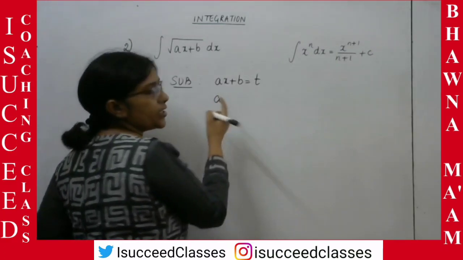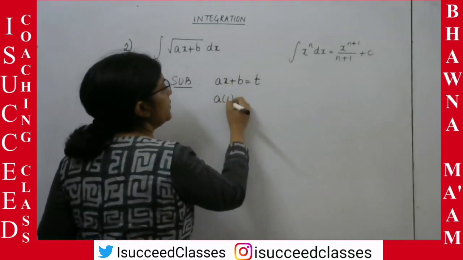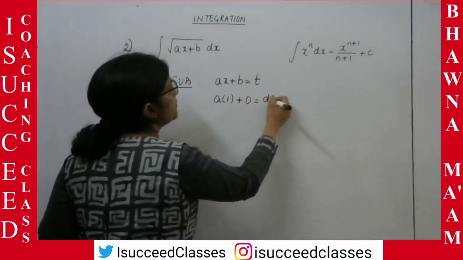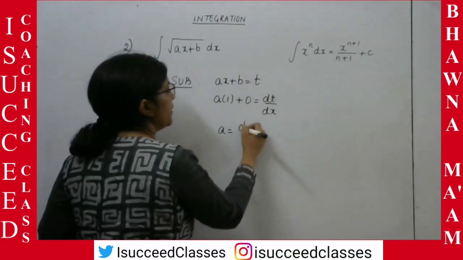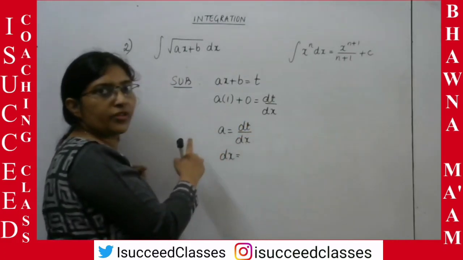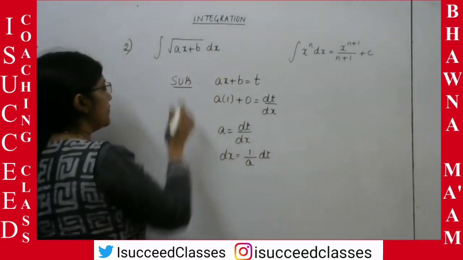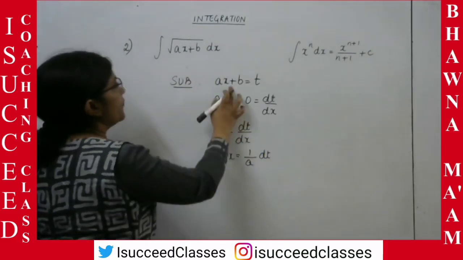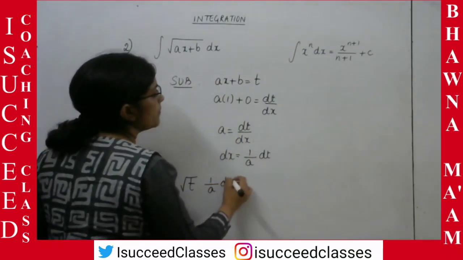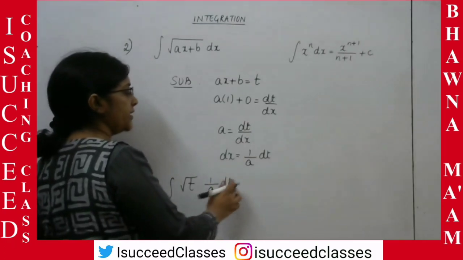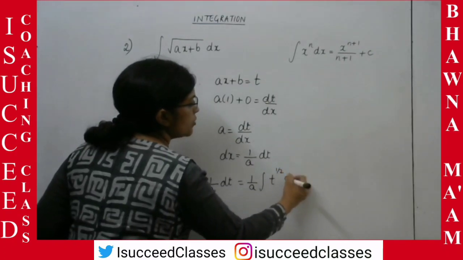Now differentiate it with respect to x. Derivative of x is 1, b is 0 and t is dt by dx. So we have a is dt by dx, or we can say dx is 1 by a dt. Let's put all of this here, that is integration of ax plus b is t, dx is 1 by a dt. Once again, 1 by a is a constant, and this can be written as t raised to half.